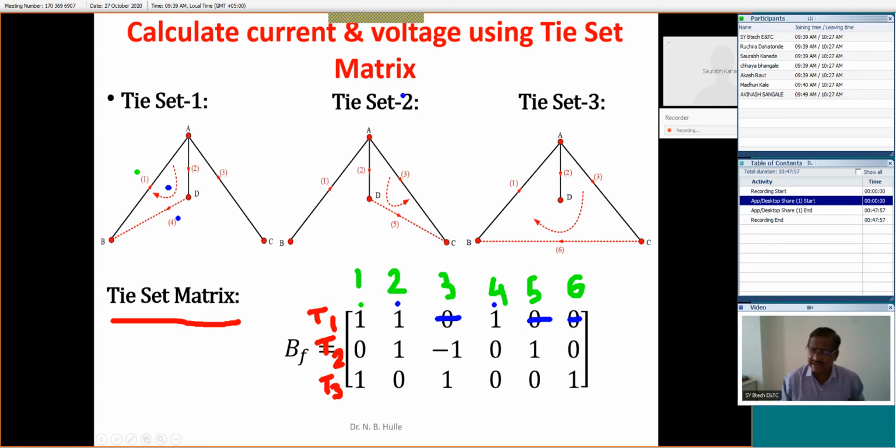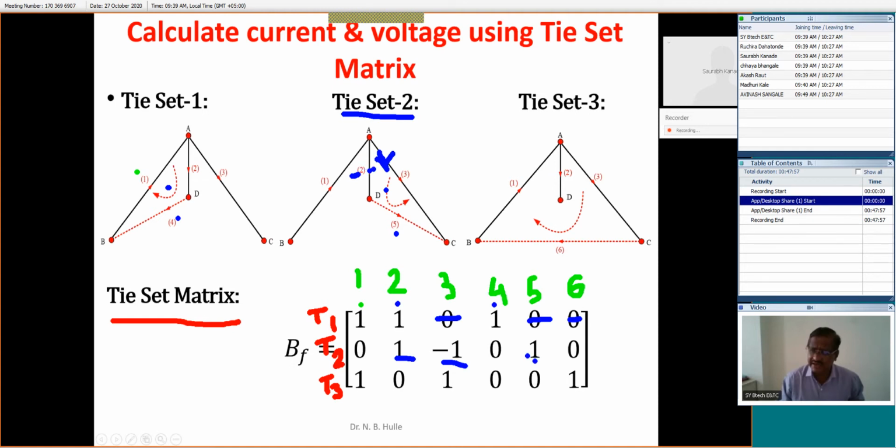Coming to loop number 2, or tie set number 2, this current is anti-clockwise. This direction and this direction are in agreement with each other. That's why for branch number 2, its entry will be plus 1. Similarly, for branch number 3, look, this is downward and this loop current is upward. In that case, both the directions are opposite. That's why its entry is minus 1. And coming to branch number 5, both the directions are the same. That's why its entry is plus 1.